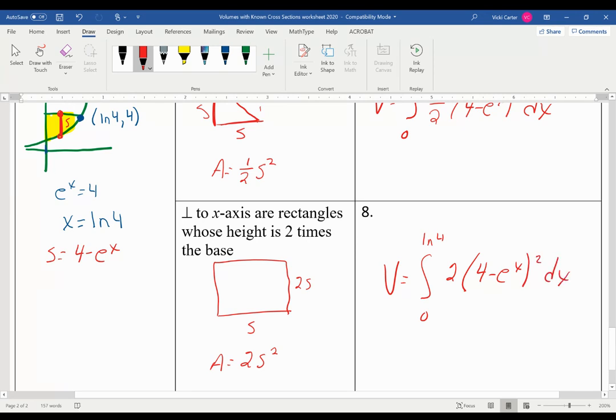Okay, I hope this helps you a little bit. This is about everything that you'll have to be able to do except for cross sections perpendicular to the y-axis, and we'll deal with that next week.